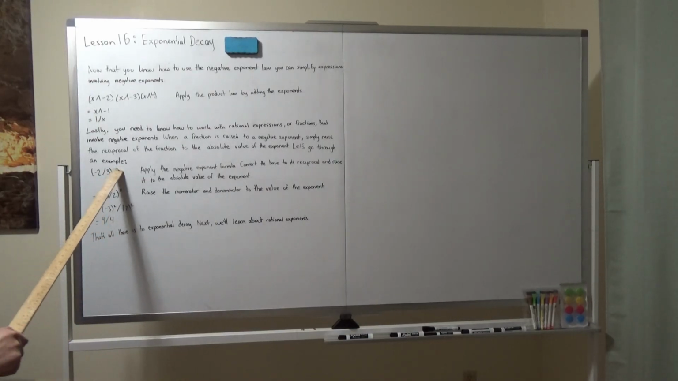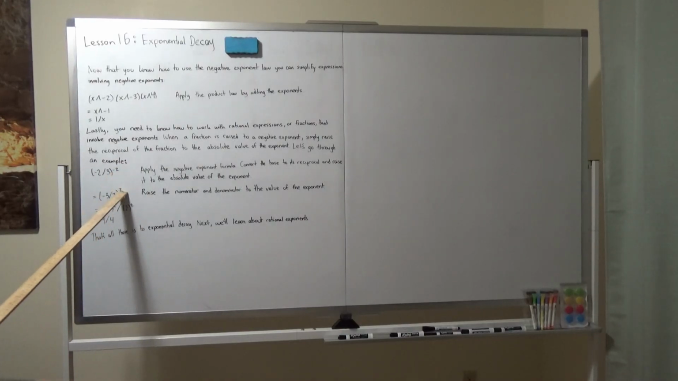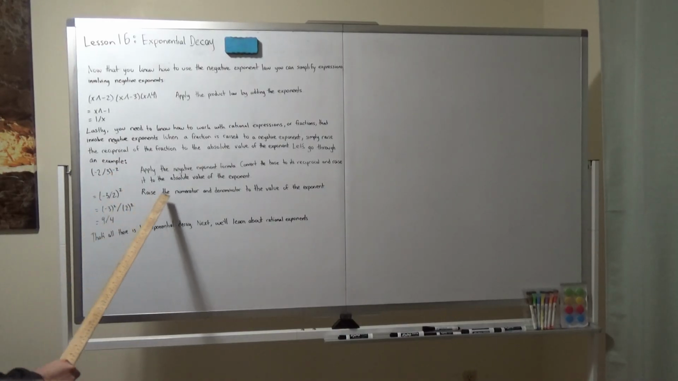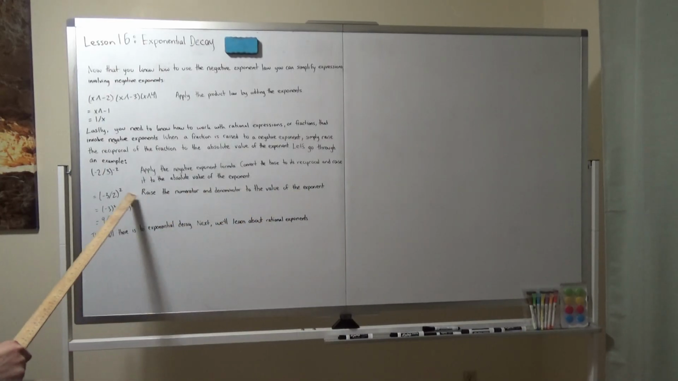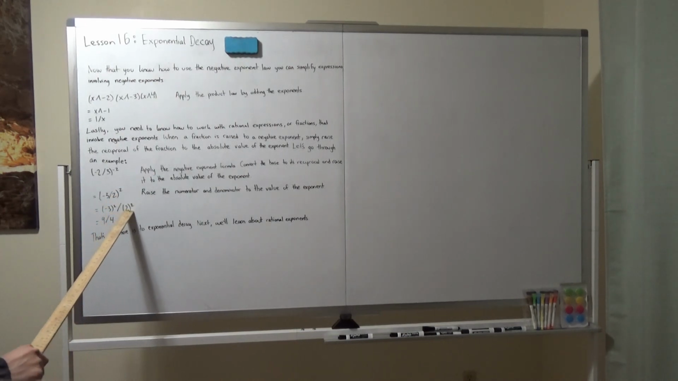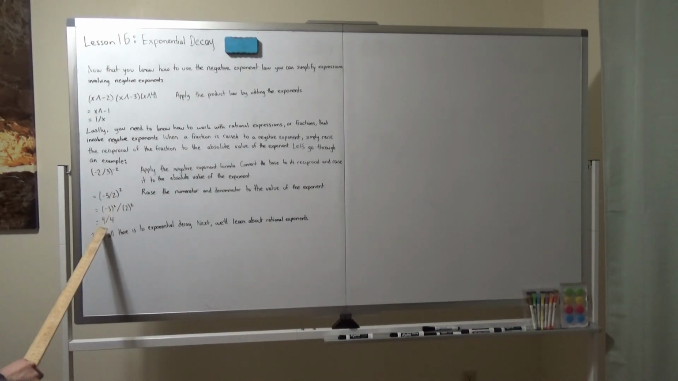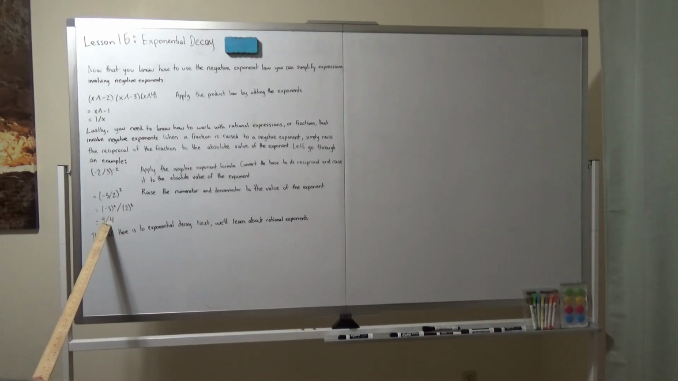And we raise that to the absolute value of the exponent. The absolute value of -2 is 2. Raise the numerator and the denominator to the value of the exponent. So we square -3 and we square 2. -3 squared is 9, 2 squared is 4. So we get 9 over 4 as our answer.